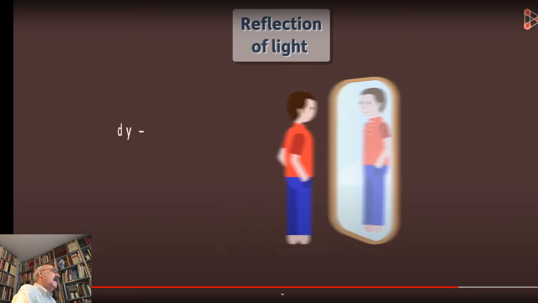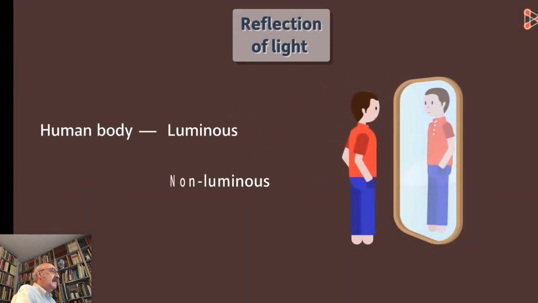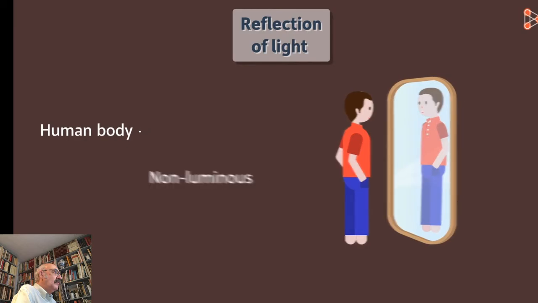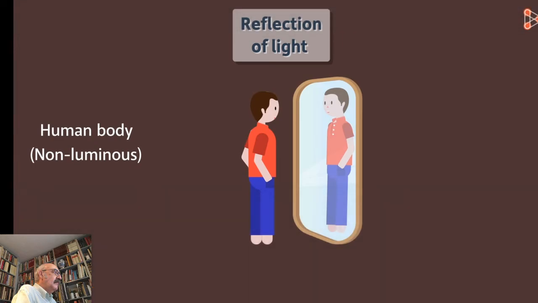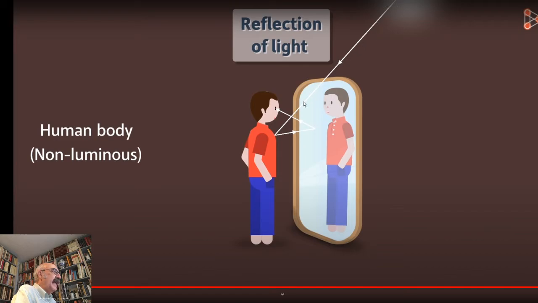First tell me, is our body a luminous or a non-luminous object? Well, it's non-luminous. The human body cannot emit its own light. So the light from the source is first incident on the human body. It gets reflected from it, and this reflected light strikes the mirror. This light is further reflected from the surface of the mirror and reaches our eyes. So this is reflection, the change of direction when light hits an object.